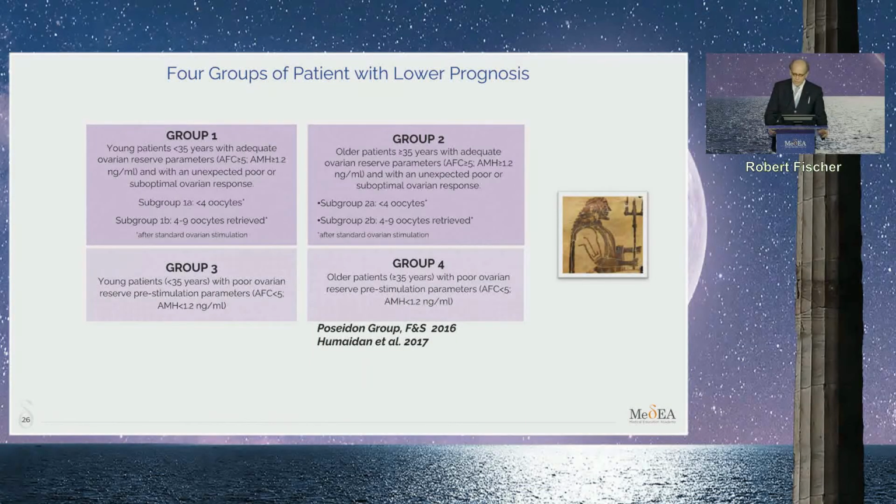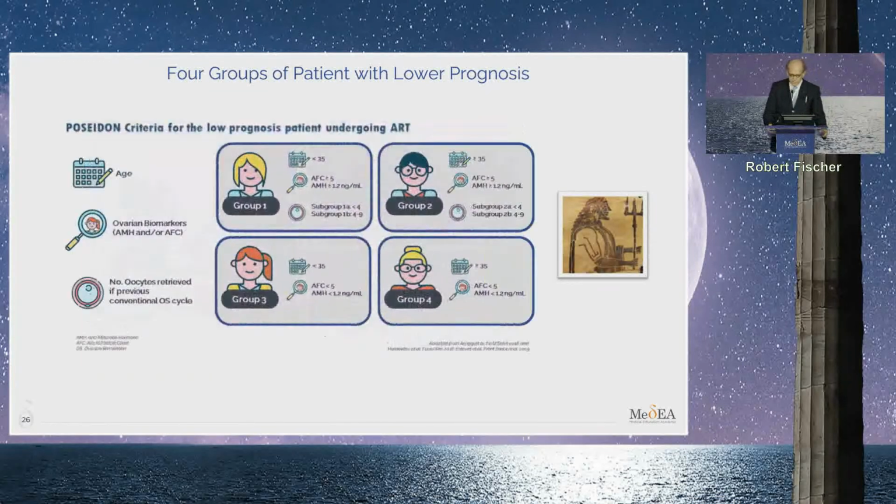Groups 1 and 2 differ by the age of 35, under or over, and the same with groups 3 and 4. Groups 1 and 2 are patients with normal ovarian reserve, but with an unexpected, suboptimal or very low outcome of oocytes from the same stimulation protocol. And groups 3 and 4 are expected to have a low number of oocytes because they have a poor ovarian reserve. And this is now the more modern way to show it, which you will see during the meeting today and also in some of our publications.